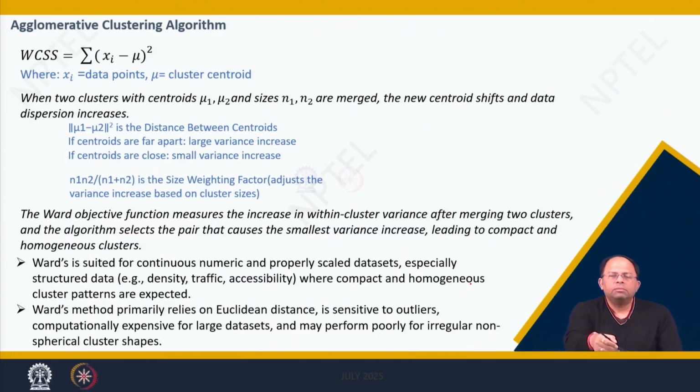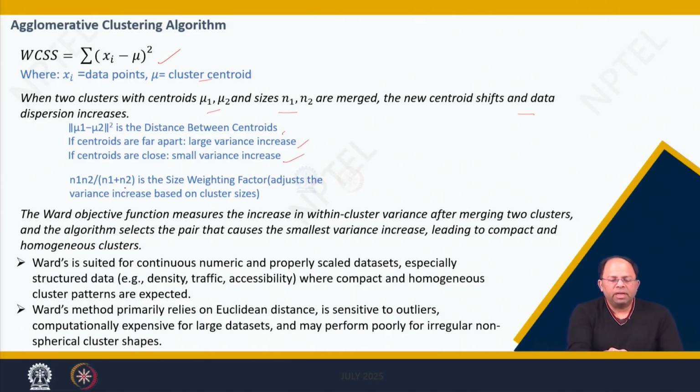So again, to detail it out, WCSS is the sum of xi minus mu whole square, over the data points in the cluster and the cluster centroid. So when two clusters with centroids mu1 and mu2 and sizes n1 and n2 are merged, the new centroid shifts and data dispersion increases. So as soon as we are merging two clusters, obviously the dispersion will be more, and we are trying to reduce that, right? The norm of mu1 minus mu2 whole square is the distance between centroids, and if centroids are far apart, a large variance increase happens. If centroids are close, we have a smaller variance, right?